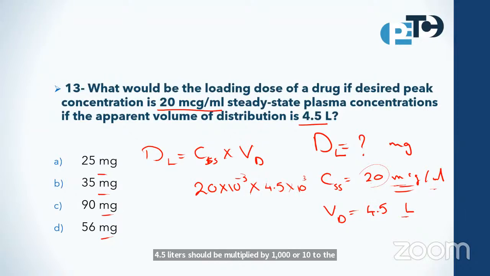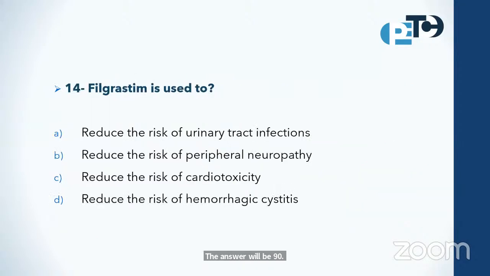Now we can multiply. Okay. So finally it will be 20 multiplied by 4.5. Okay. The answer will be 90 milligrams. Till now, do you have any question about the calculation problems that we discussed?